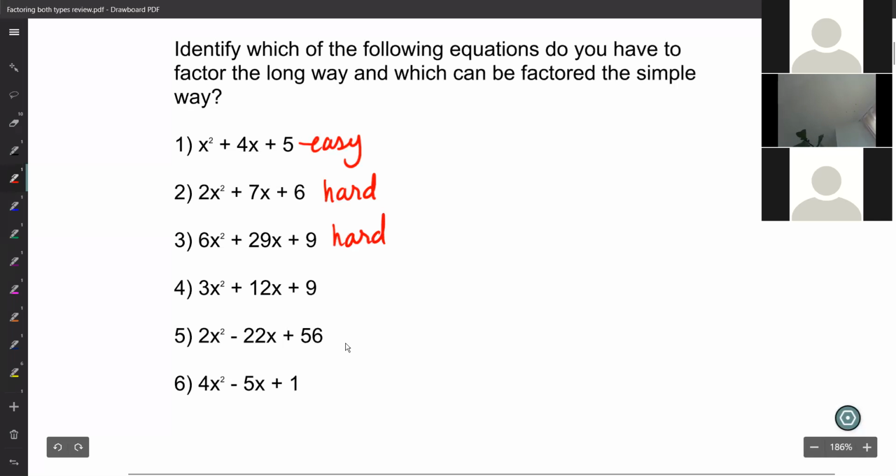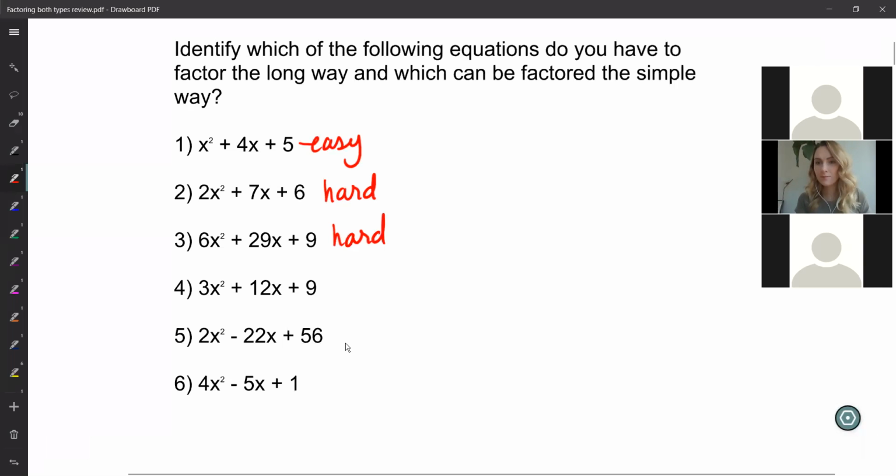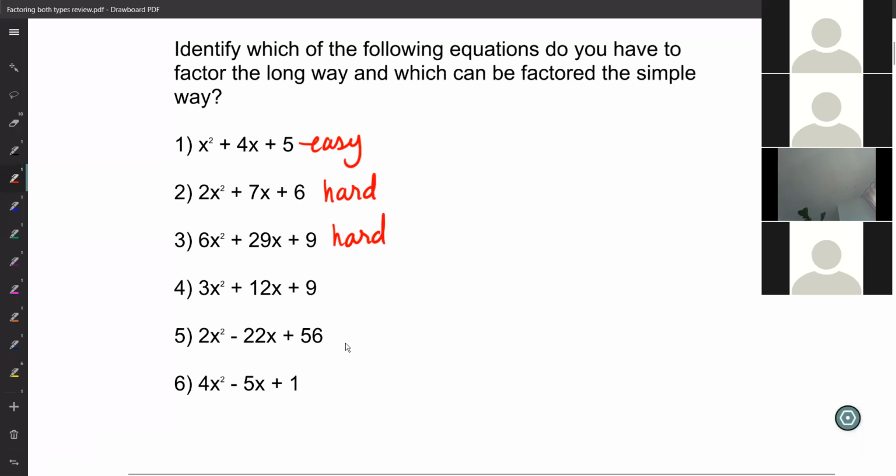Okay, who can do the last 3 for us? Nicole, go ahead. The fourth one would be easy. Yep. The fifth one would be easy as well. But the last one would be hard.